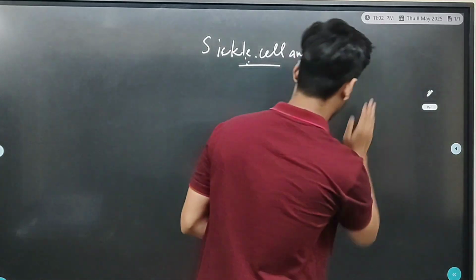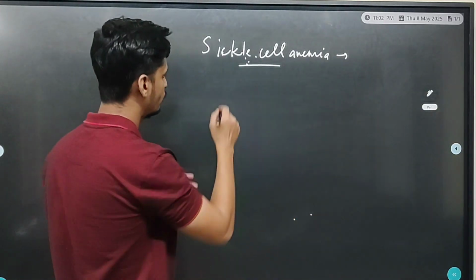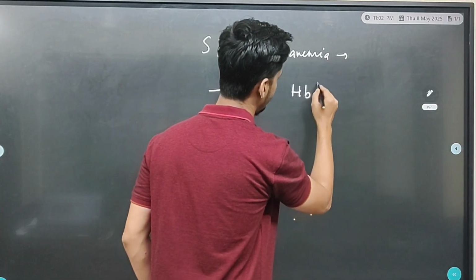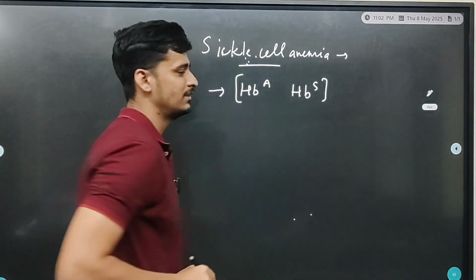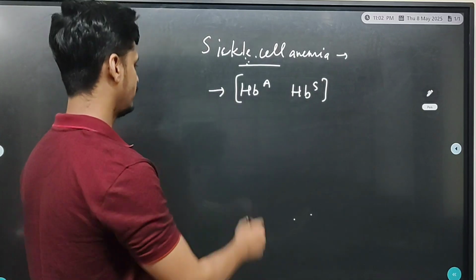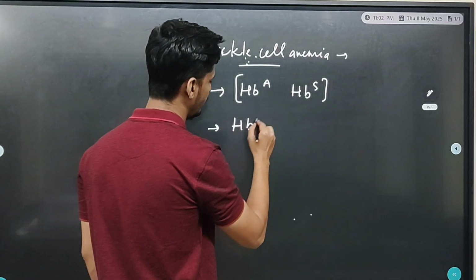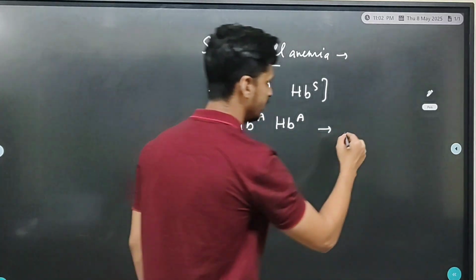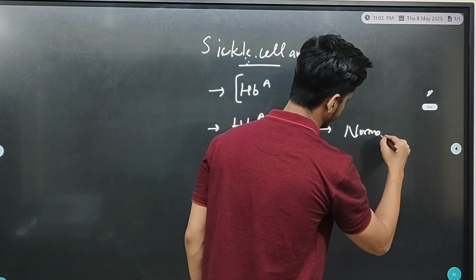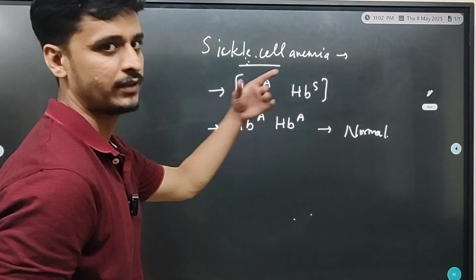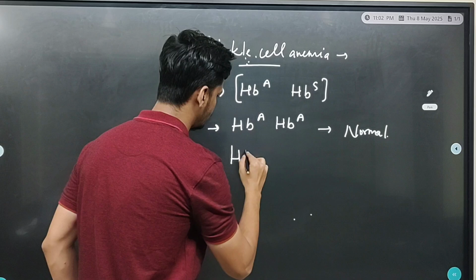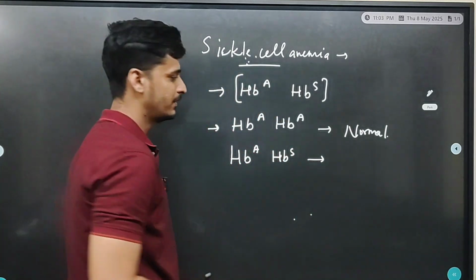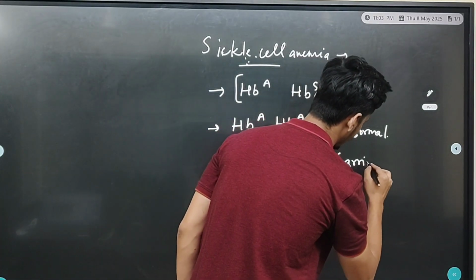Sickle cell anemia is controlled by two alleles, HbA and HbS. So these two alleles control sickle cell anemia. Whenever in a person HbA and HbA are present, that means the person is normal. So whenever HbA and HbS alleles are present, that person is a carrier for anemia.